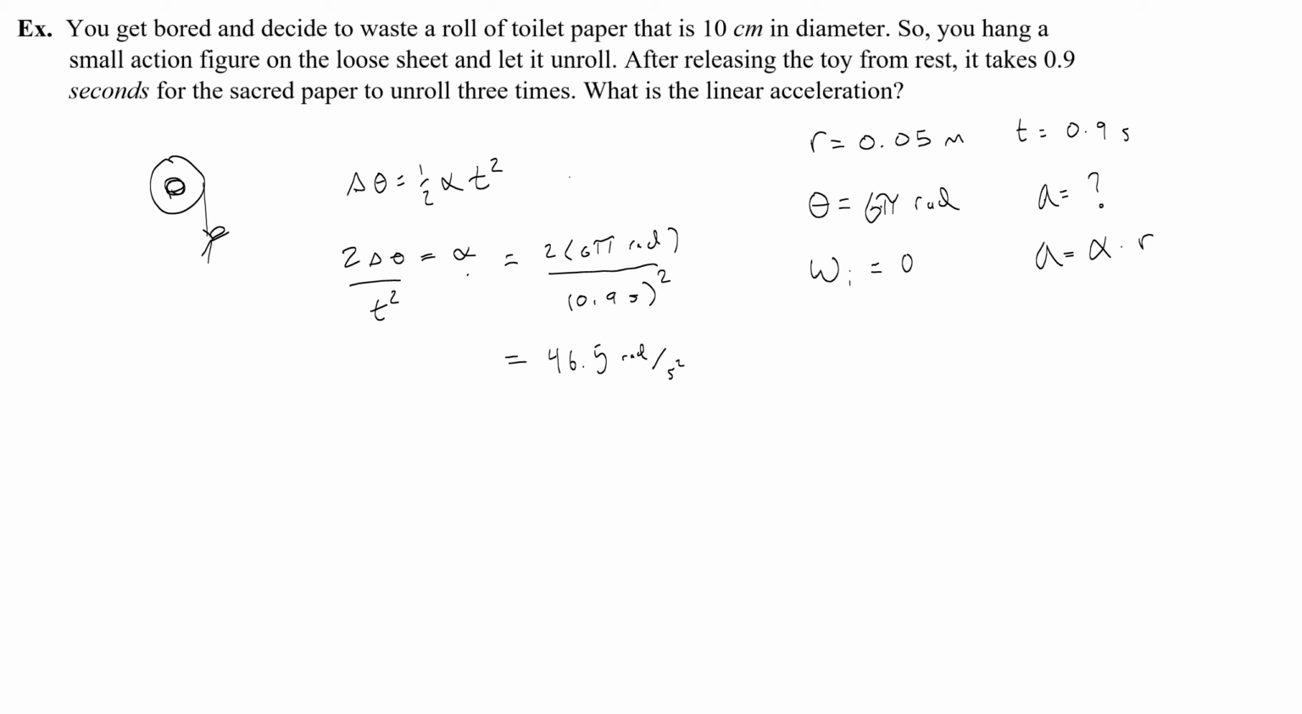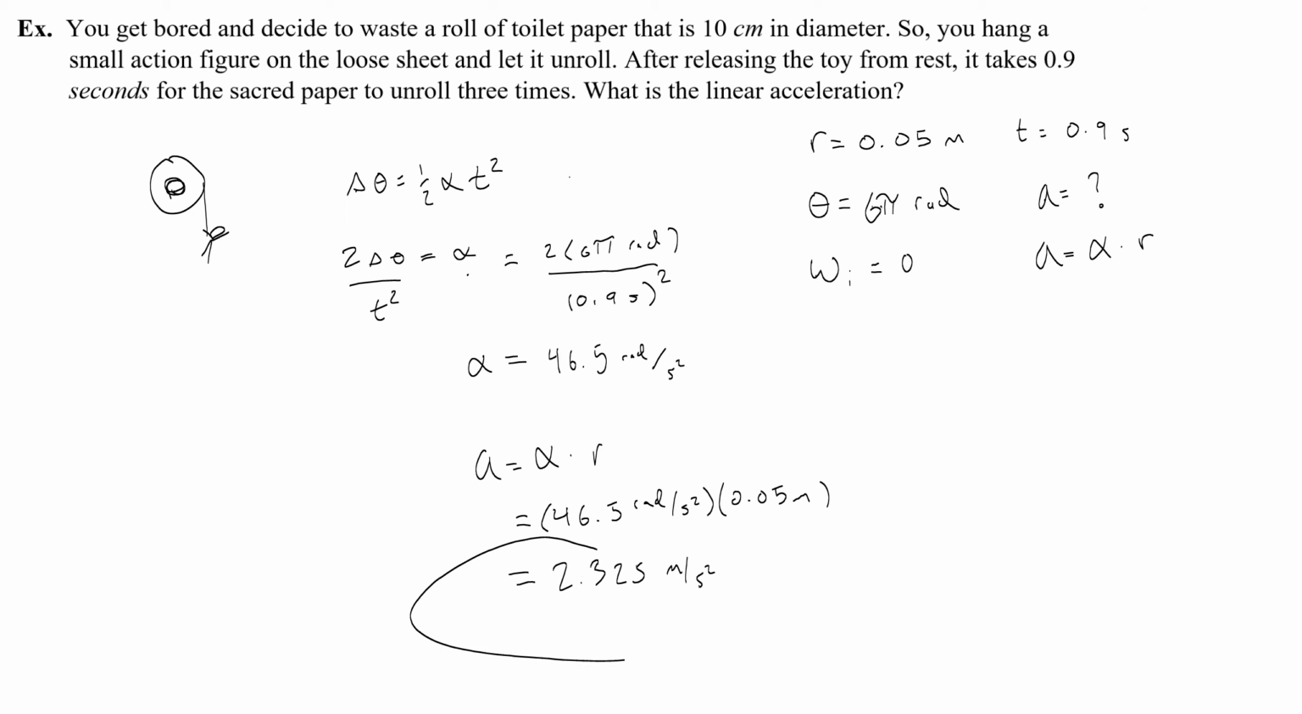Now to find the linear acceleration, I simply take that angular acceleration and multiply it by the radius. So 46.5 radians per second squared times 0.05 meters, which gives me 2.325 meters per second squared. Now you have found the linear acceleration. Congratulations. This video is done.